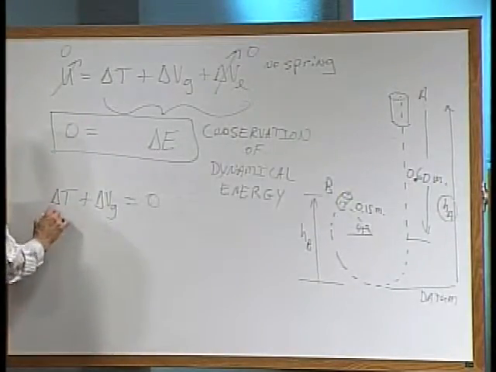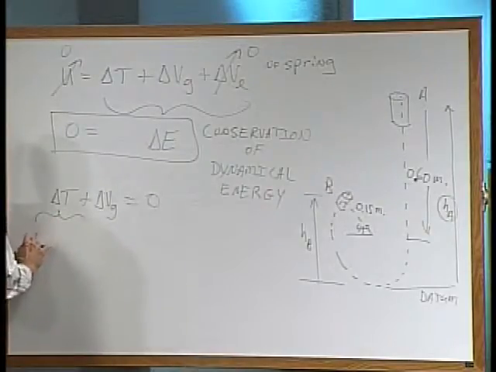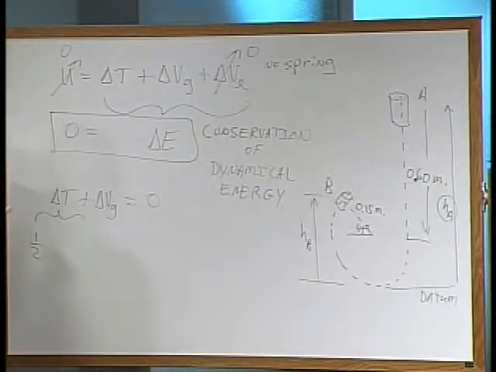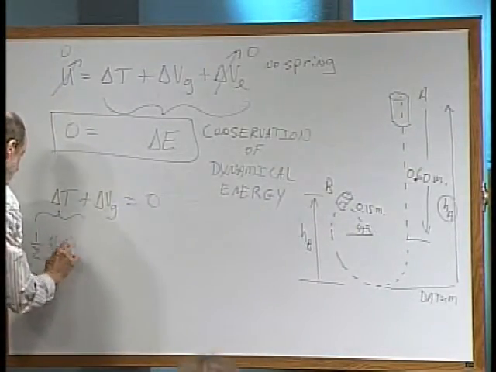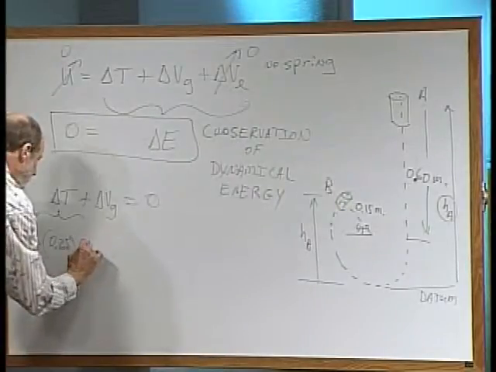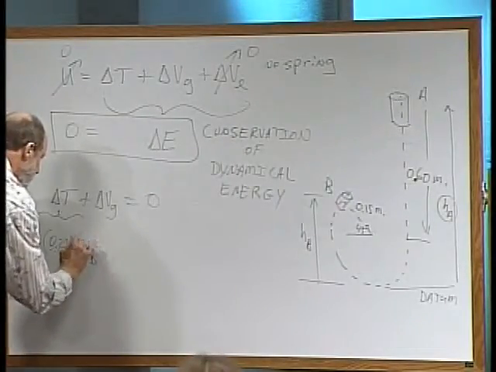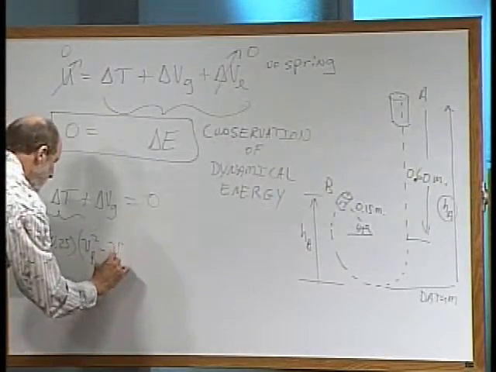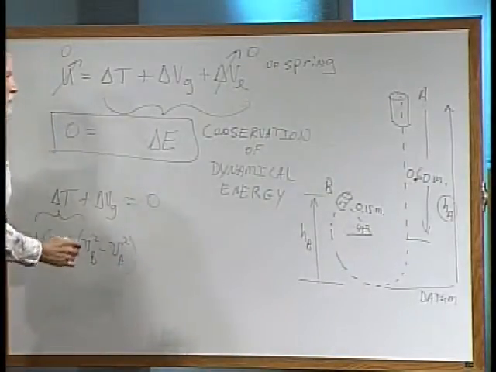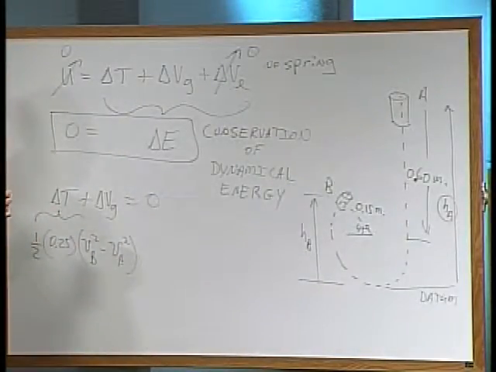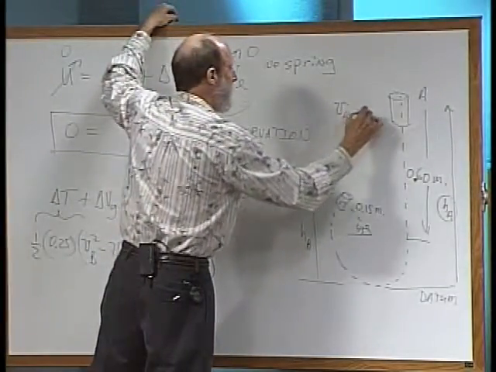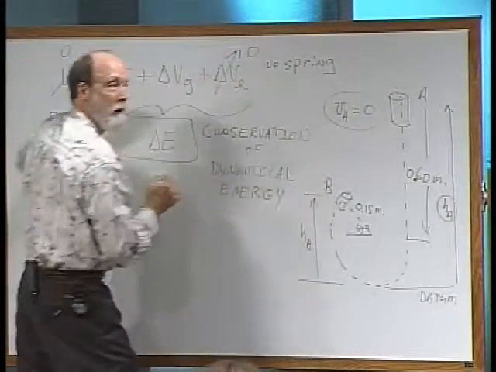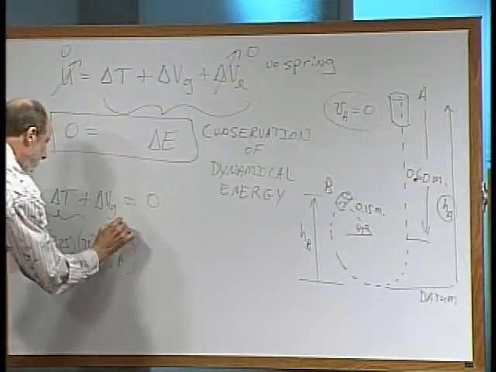So here we go. Change in kinetic energy: 1/2 the mass, which was 0.25 kilograms, and then we're going to have VB squared minus VA squared. But the thing started, I believe, at rest. VA was equal to 0, so that zeroes out this term.